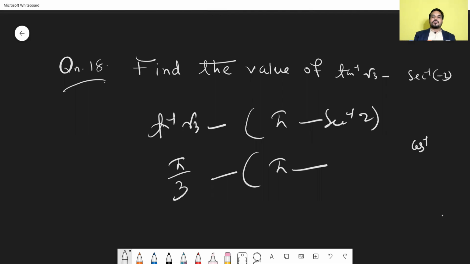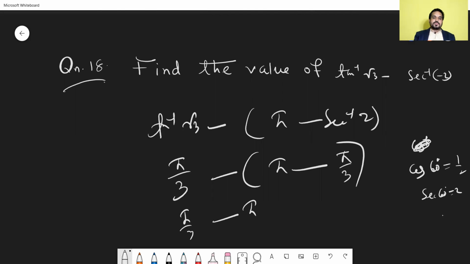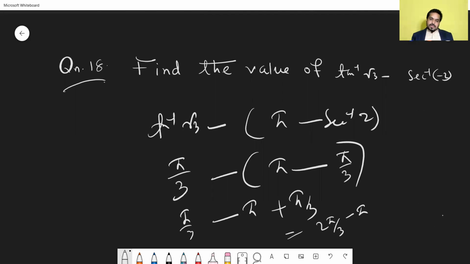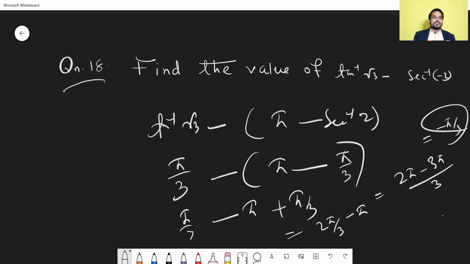Sec inverse 2 is cos inverse 1/2, cos 60 degree. Cos 60 degree is 1 by 2. If cos 60 degree is 1 by 2, then sec 60 degree is 2, and 60 degree means pi by 3. So student, this is pi by 3. So pi by 3 minus pi plus pi by 3. So pi by 3 plus pi by 3 minus pi. So finally, the answer is what? Answer is 2 pi minus 3 pi divided by 3 equal to minus pi by 3.